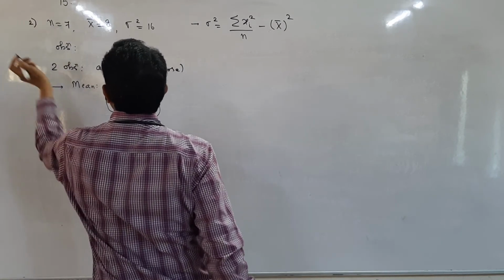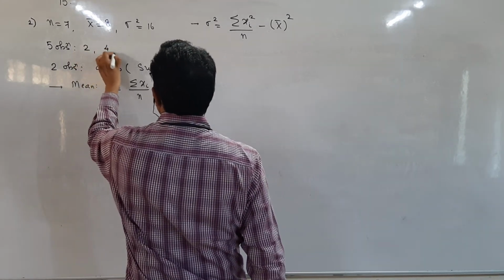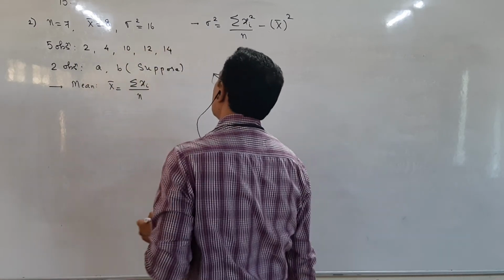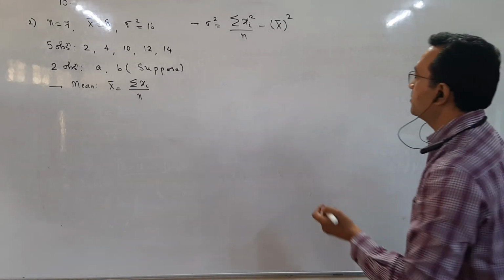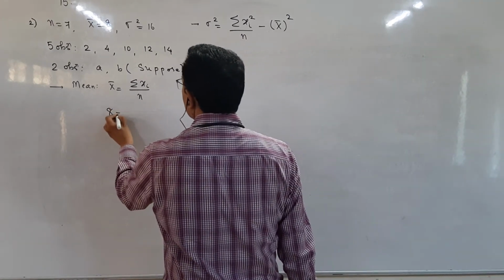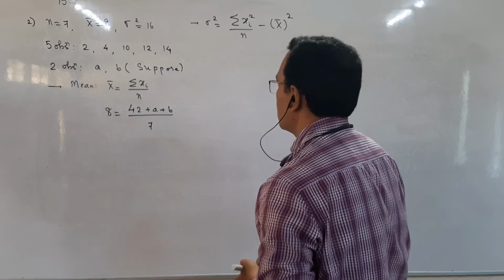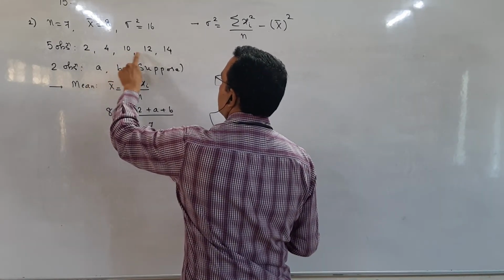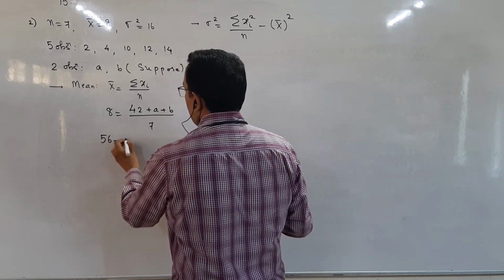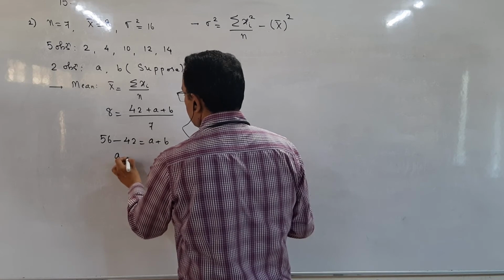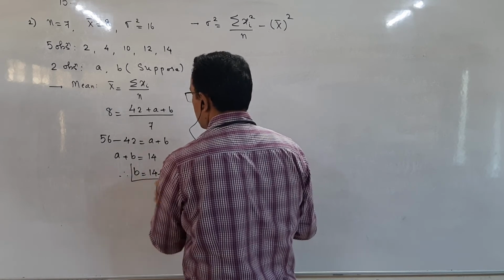Given 5 observations are 2, 4, 10, 12 and 14. So same ratios, when I add this, the observations will be 42 plus A plus B. So the mean 8 is equal to 42 plus A plus B upon 7. Directly students have added, let me tell all of you: 2 plus 4, 6 and 10, 16, 16 and 12, 28 and 14, 42. So 56 minus 42 is equal to A plus B. So A plus B is equal to 14. So B is equal to 14 minus A. This is result 1.